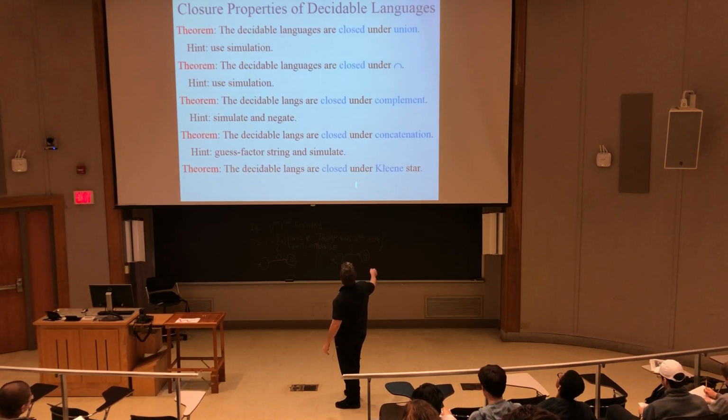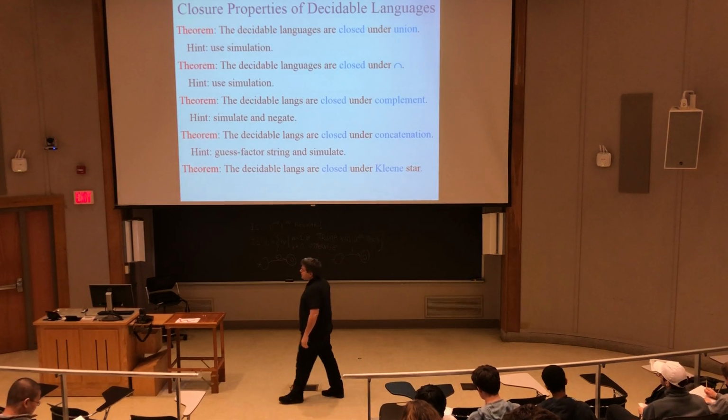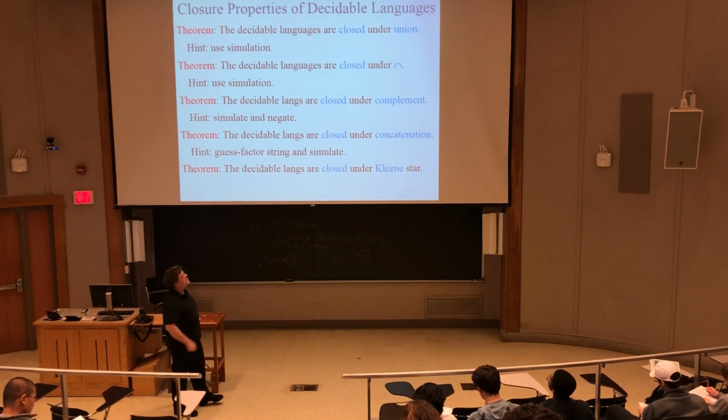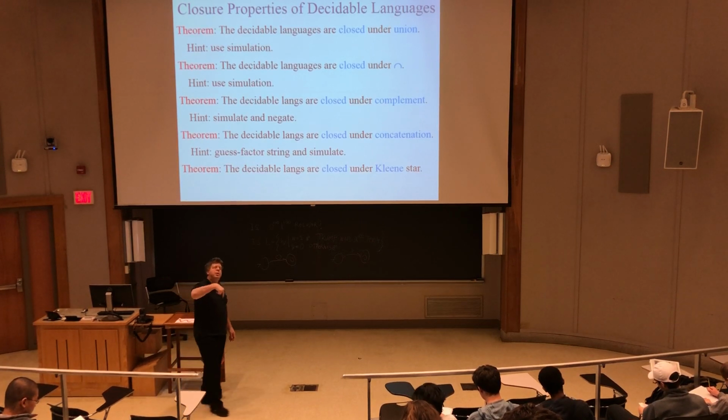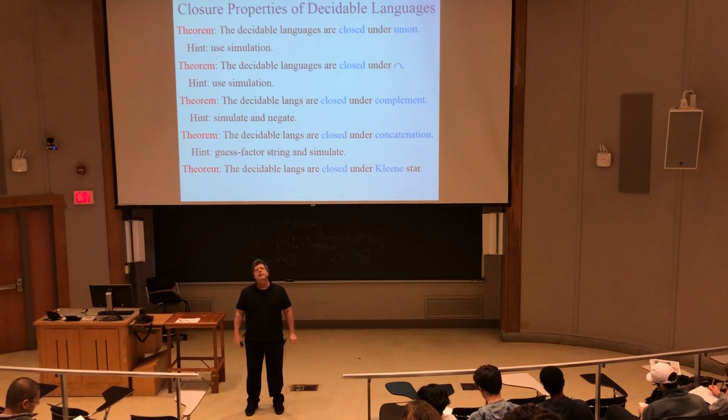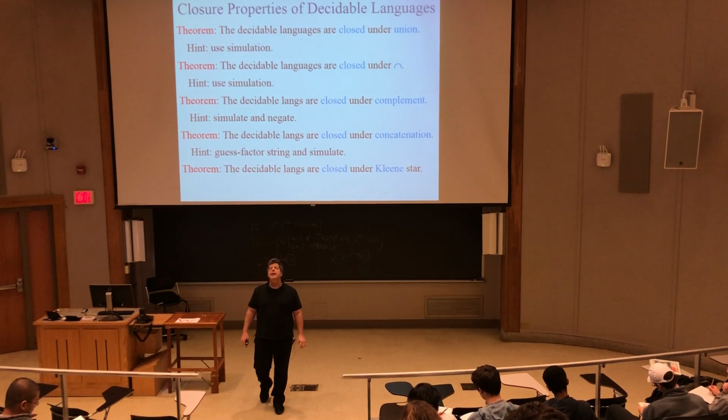How do you determine whether the clean closure preserves decidability? If you have a language, you take the clean closure of that language. That's also a decidable language if the original one was a decidable language. So clean closure preserves decidability. Why is that true?